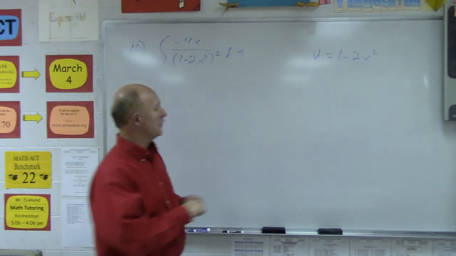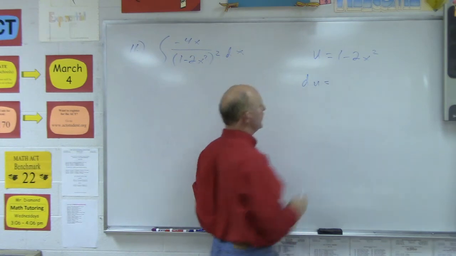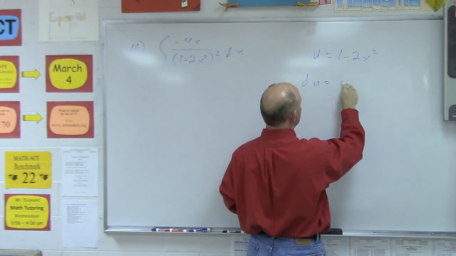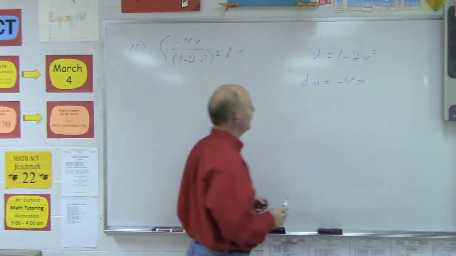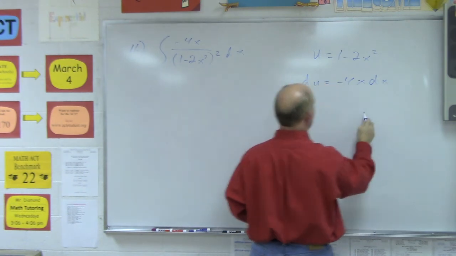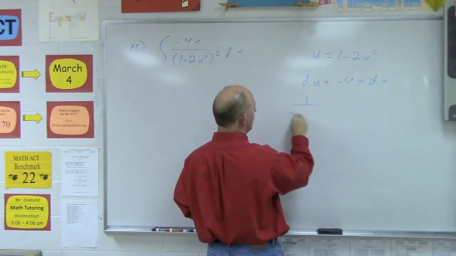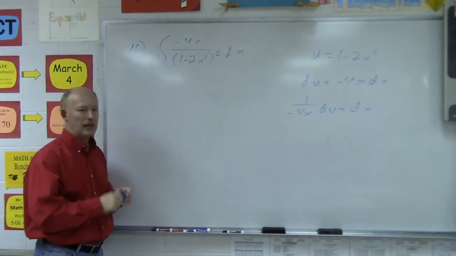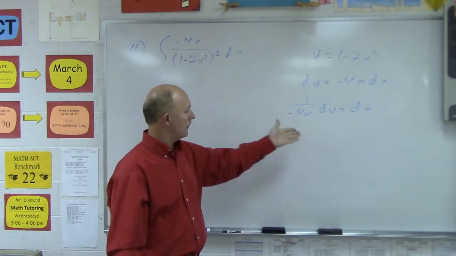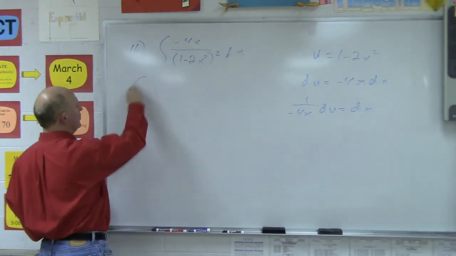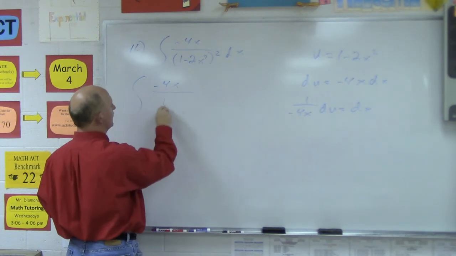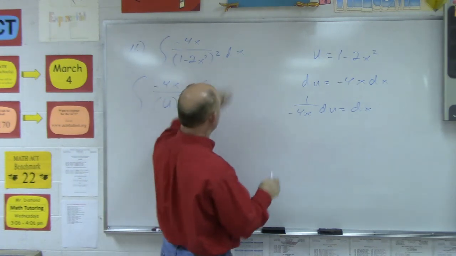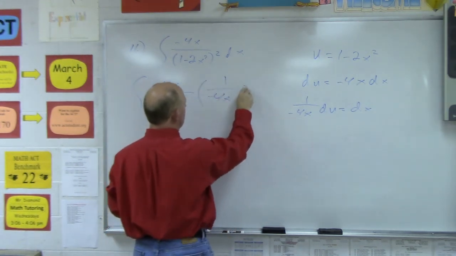Okay, let's take the derivative now. du will equal, the derivative of 1 is 0, and the derivative of negative 2x squared is negative 4x. So negative 4x times dx. Solving for dx gives us 1 over negative 4x du, and that will equal dx. Now we're ready to rewrite our integral. As we substitute in, this is negative 4x over, on the bottom, u squared times, instead of dx, 1 over negative 4x du.